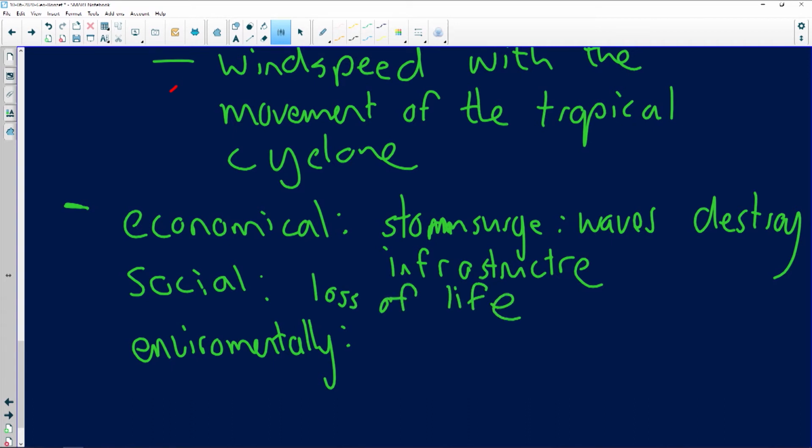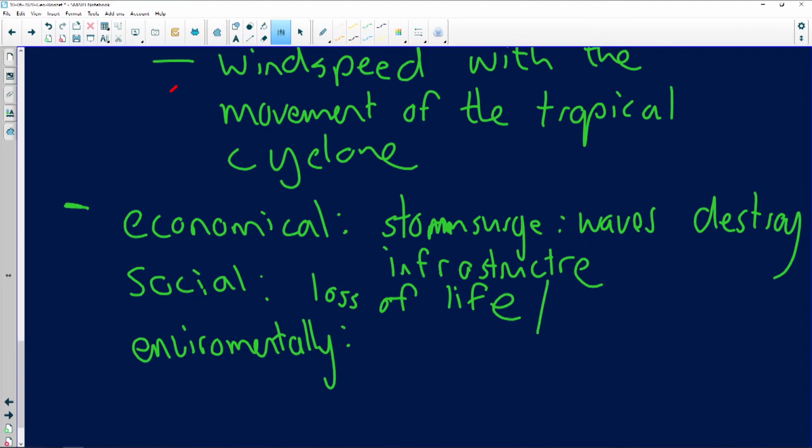Okay. What else can it do? It can cause injuries. Okay. Objects can hit people as this wind blows. It can kill animals. It can injure animals. It can injure people. So we've mentioned loss of life. I'm just going to write there injuries. Okay. What else can we mention?